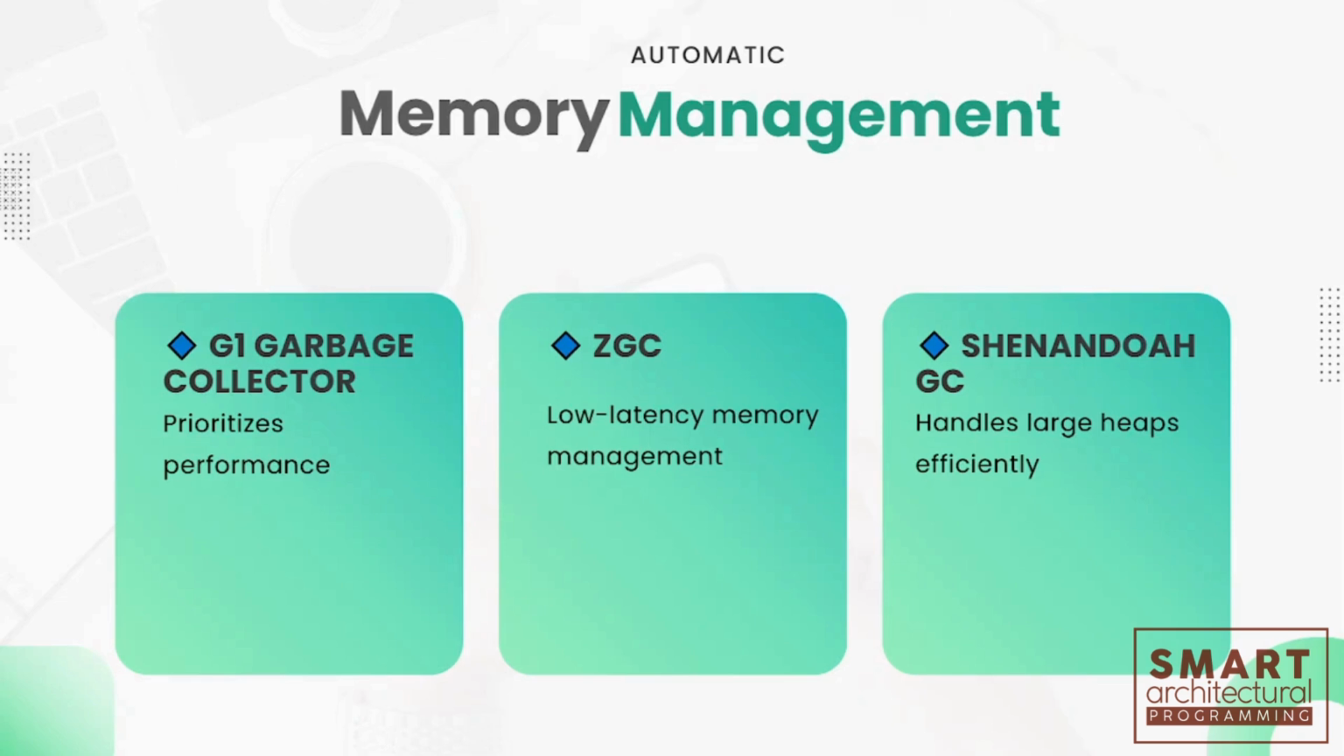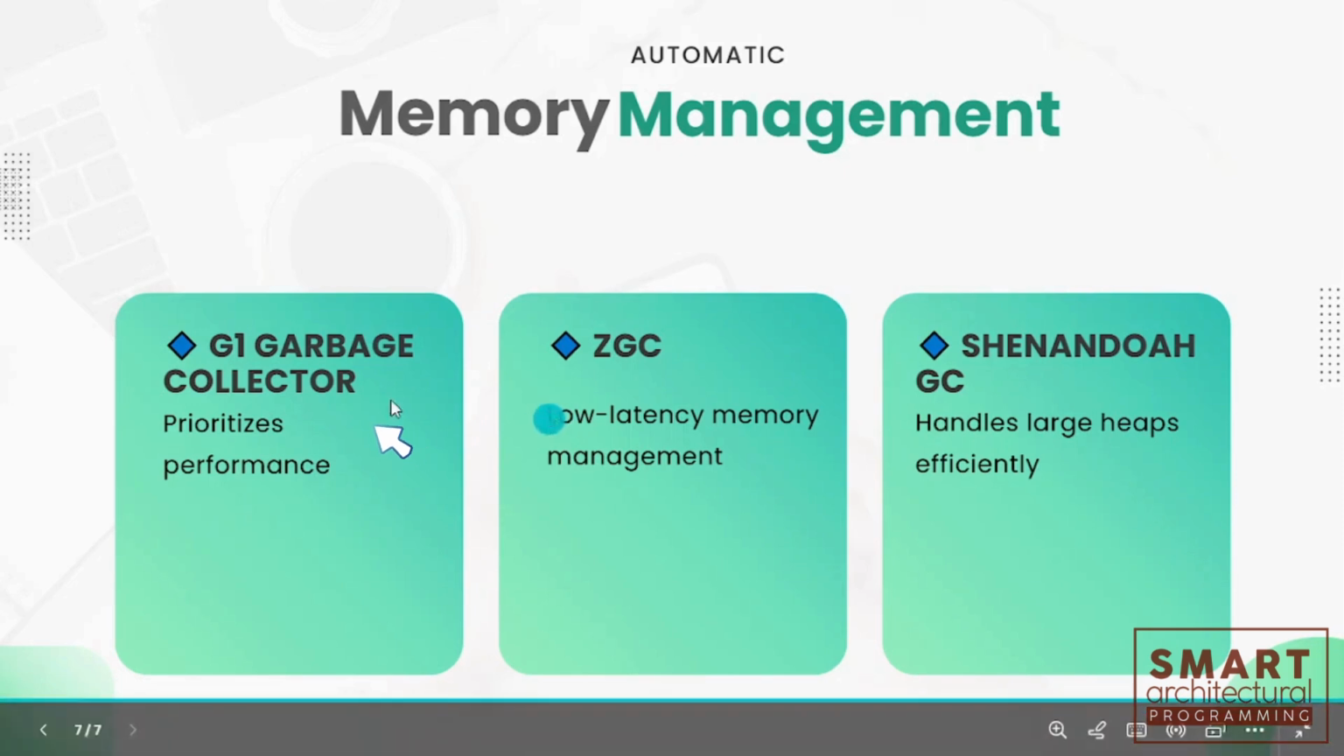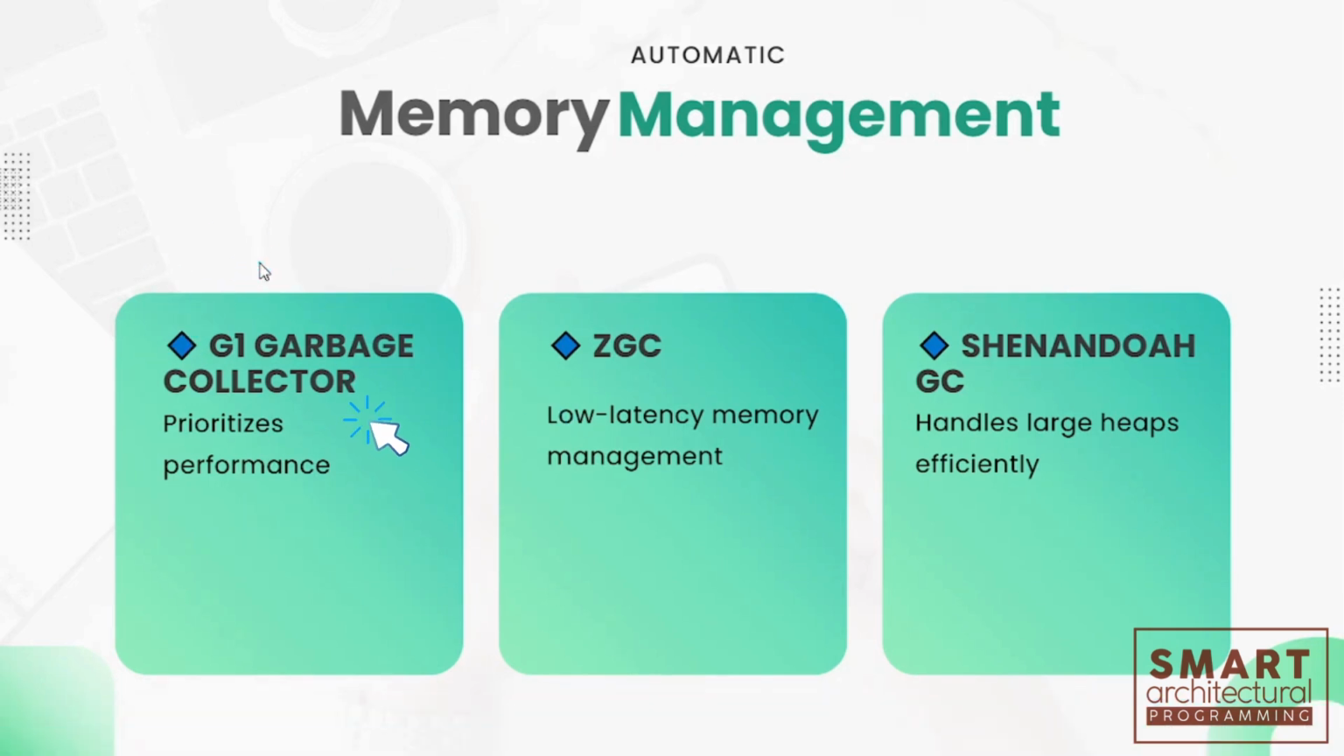As you can see on the screen below, there are 3 important aspects to Java's memory management. We have G1 garbage collector, which prioritizes performance-related issues in garbage collection. Then we have ZGC, which is a low latency memory management system. And then we have Shenandoah GC, which handles large heaps of data and does garbage collection efficiently. This means fewer memory leaks and better performance for your Java applications, and all of that is one of the many reasons why Java is used as a very important tool in modern programming.